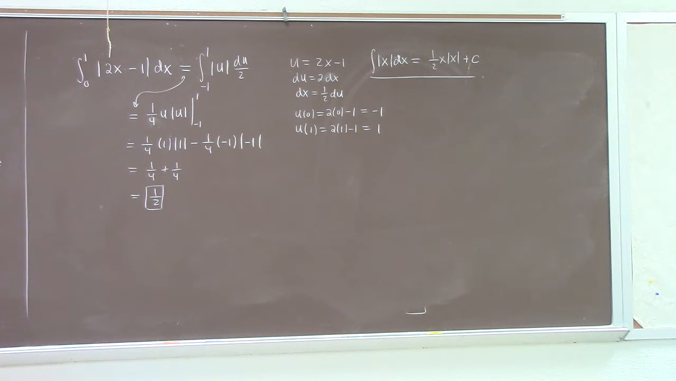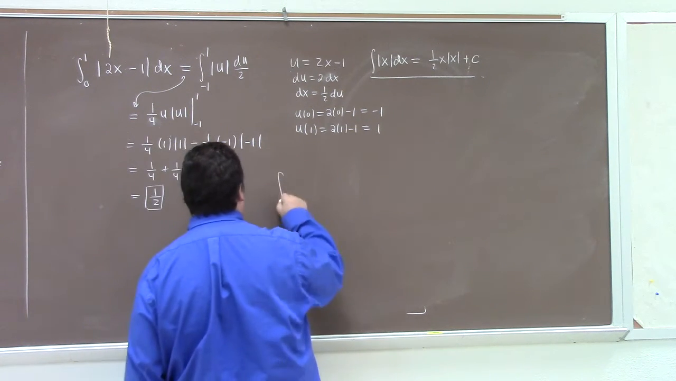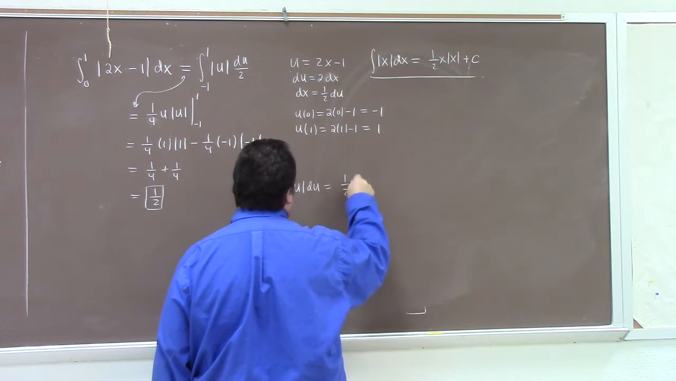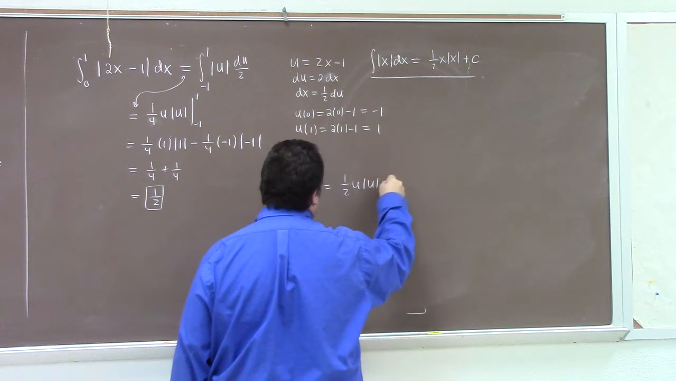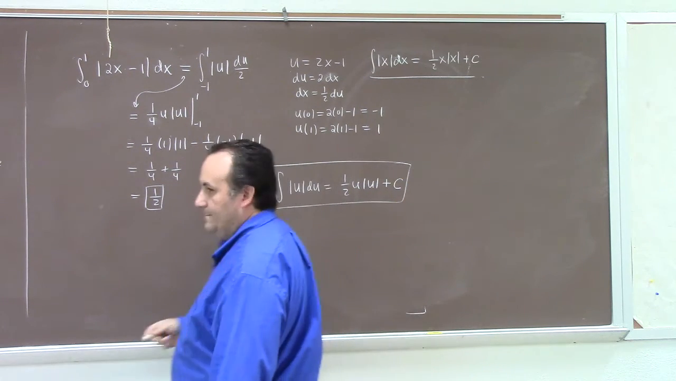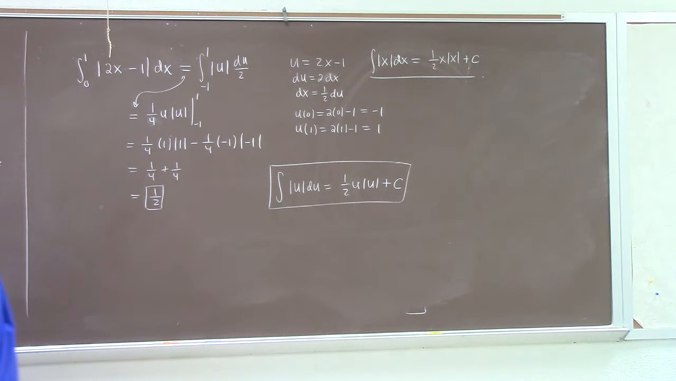u substitution, and use the u version of the formula, right? The integral of absolute value of u du is 1/2 u times absolute value of u plus a constant. That's the version of my formula for just u.